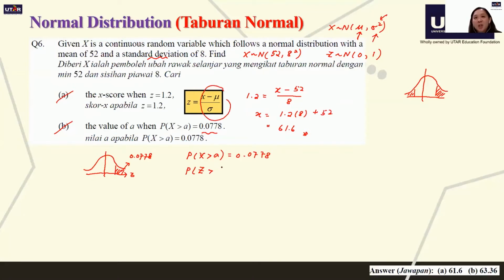You take your X value, minus the mean, over standard deviations. Take your X value, which is A for this round, minus the mean over standard deviations. Then this probability is the same as the one given in the graph here, 0.0778. So now I need the help from the graph.